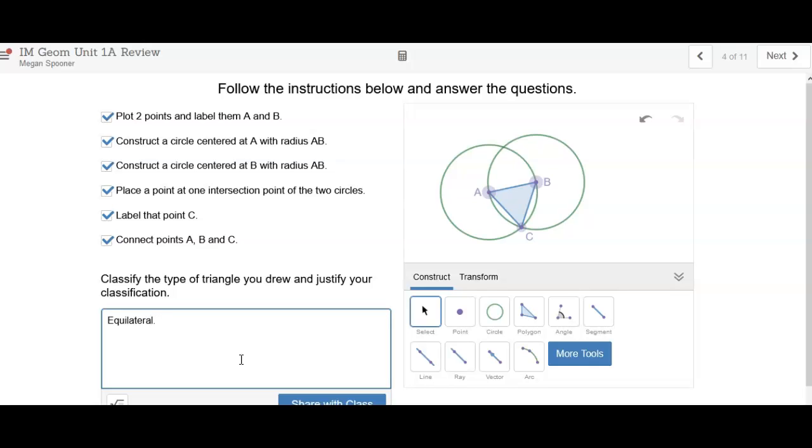And the reason that it's equilateral is because all three sides are congruent. And the reason that we know all three sides are congruent is because AB is a radius of both circles, and AC is a radius of the circle centered at A. So it is congruent to AB. And BC is a radius of the circle centered at B. So it is congruent to AB. And so because those two segments are both congruent to AB, they are also congruent to each other, and therefore all three sides are congruent.